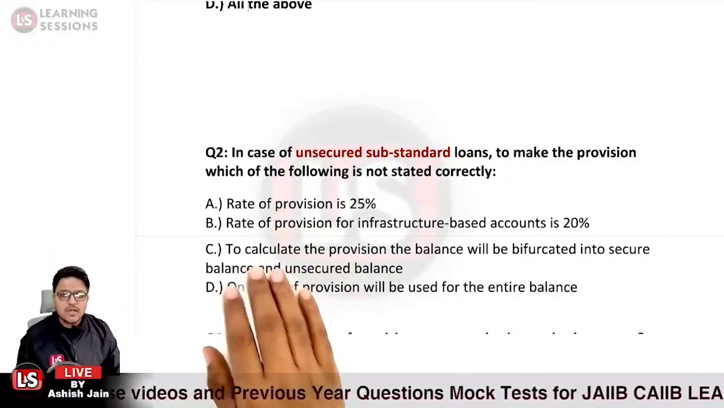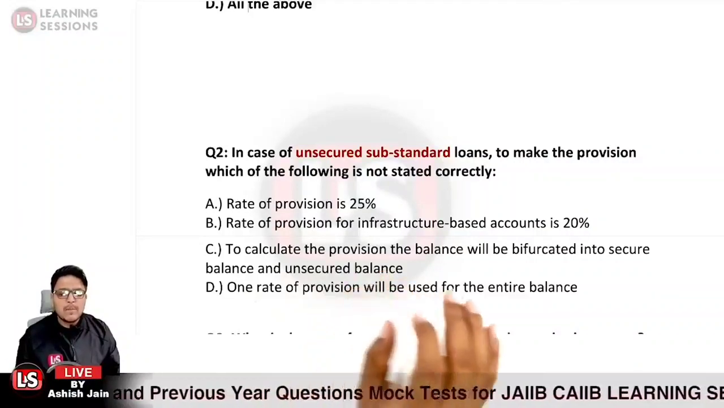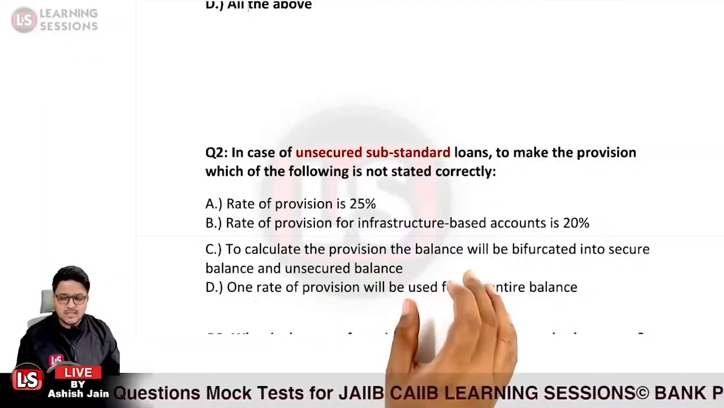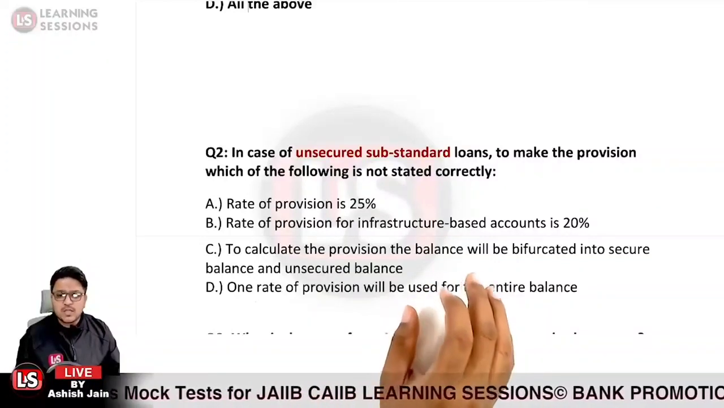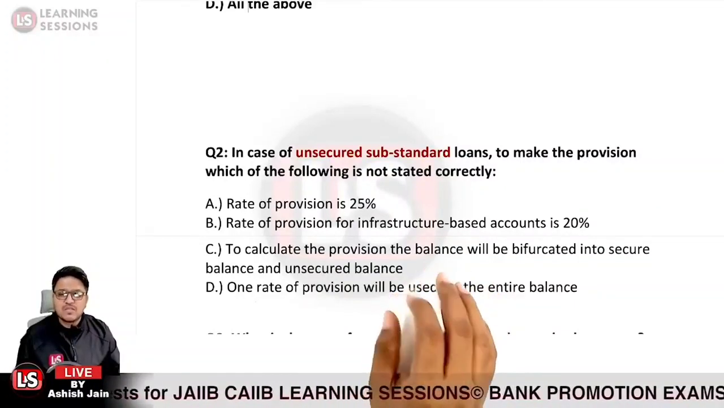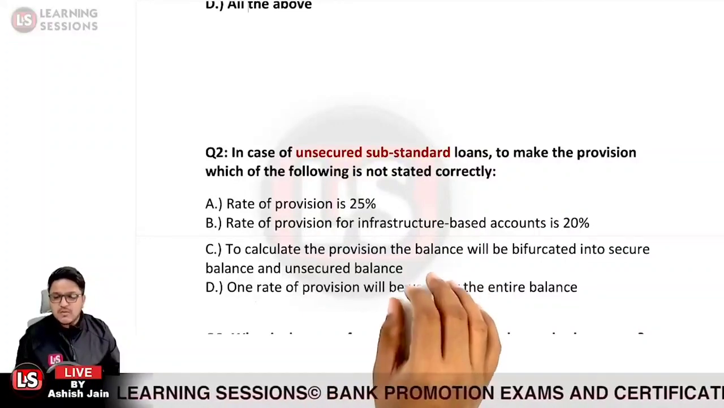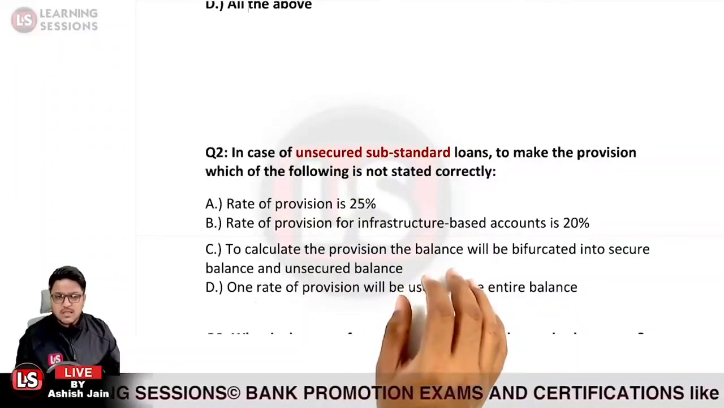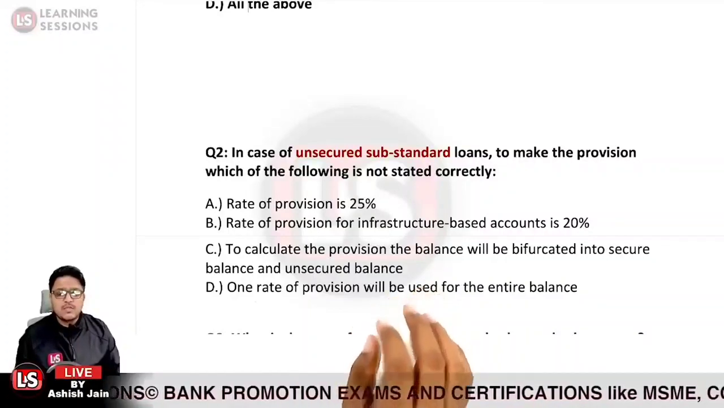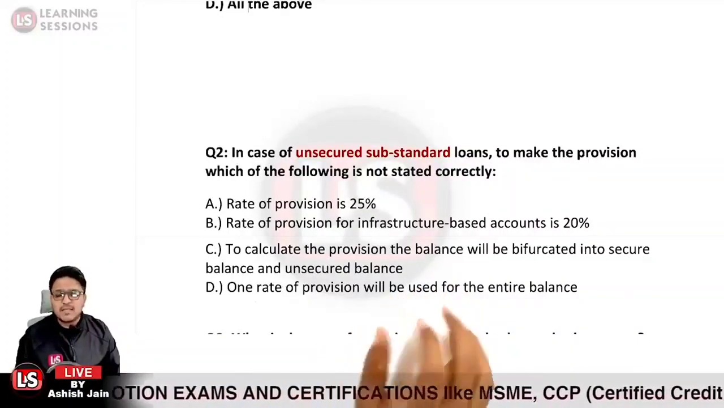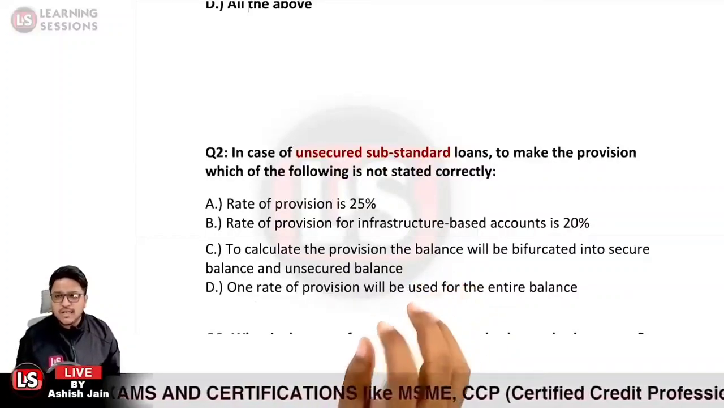But option C says that to calculate the provision, the balance is to be bifurcated into secured balance and unsecured balance, which is not correct. Because in the case of substandard assets, the provision rate will be used for the entire balance.